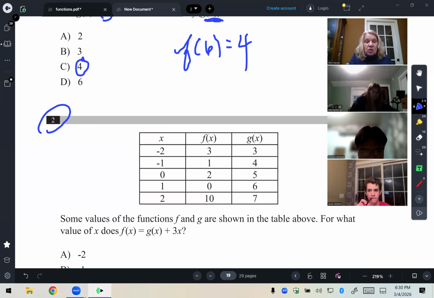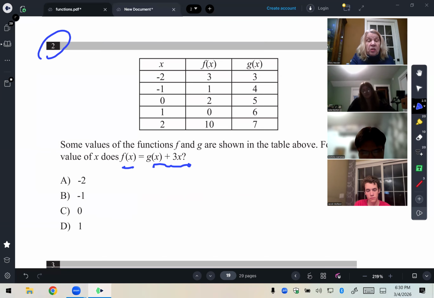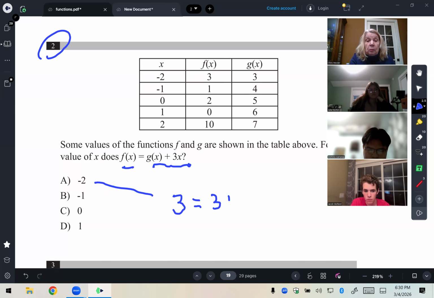Some values of the functions f and g are shown in the table above. For what value of x does f of x equal g of x plus 3x? Well, let's try the values. So if we try A, if I try -2, I'm going to get 3. Does 3 equal g of x, which is 3, plus 3 times a -2? Does 3 equal a -3?